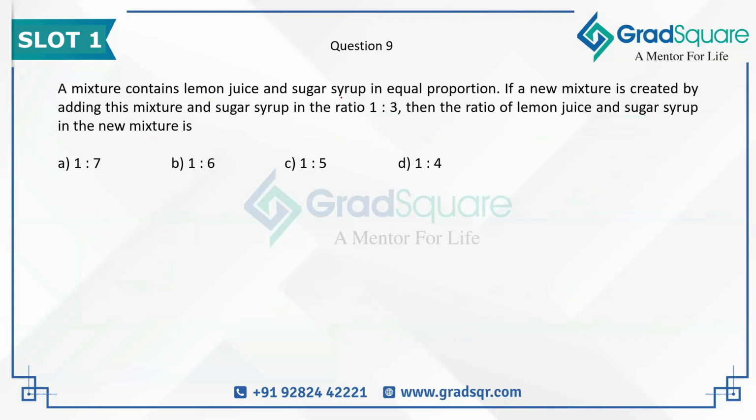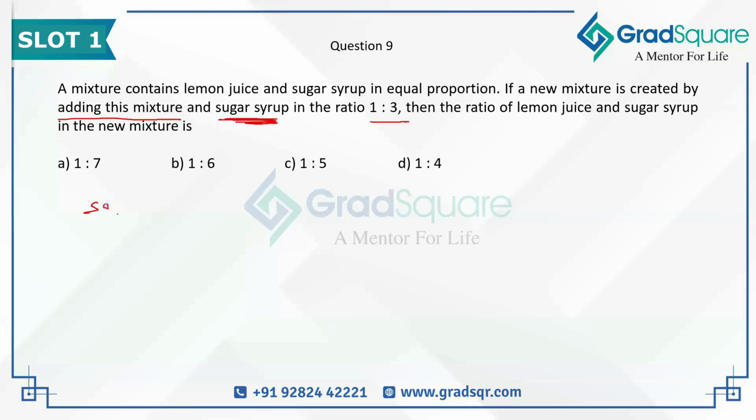A mixture contains lemon juice and sugar syrup in equal proportion. That means 50% is lemon juice and 50% is sugar syrup. If a new mixture is created by adding this mixture and sugar syrup in the ratio 1:3.